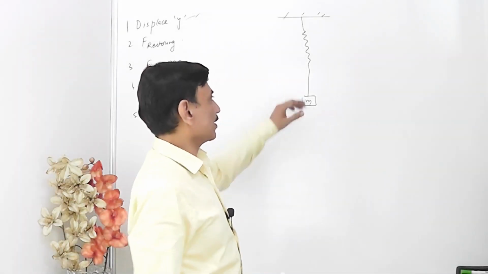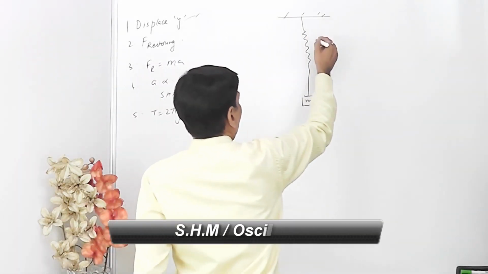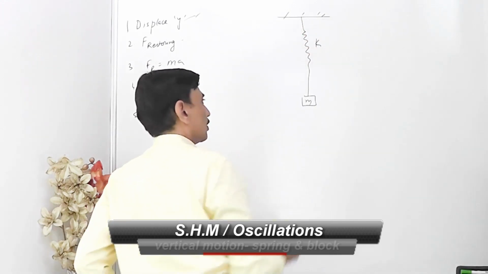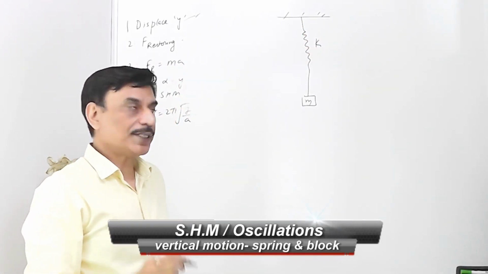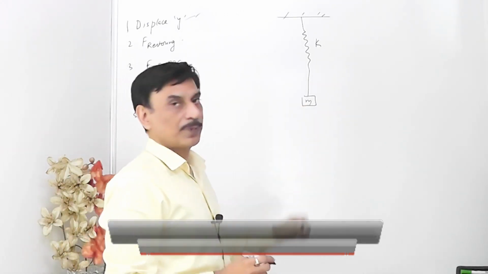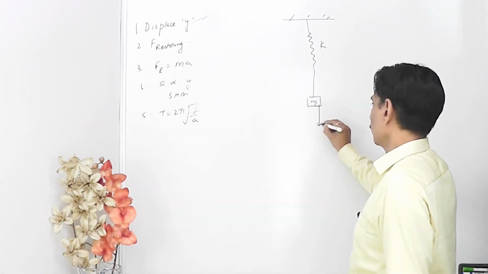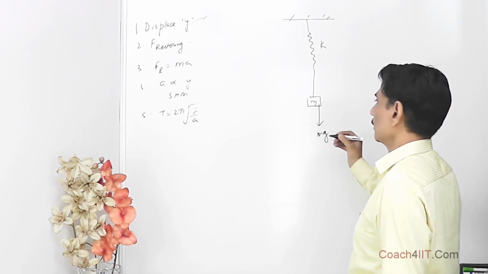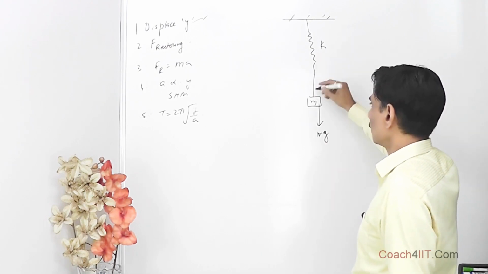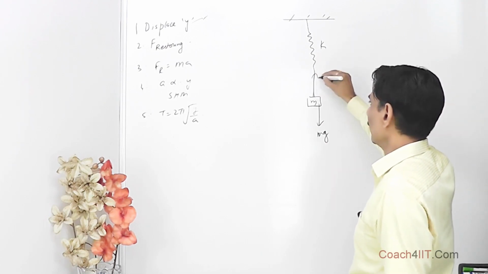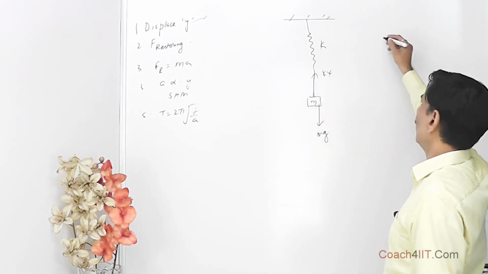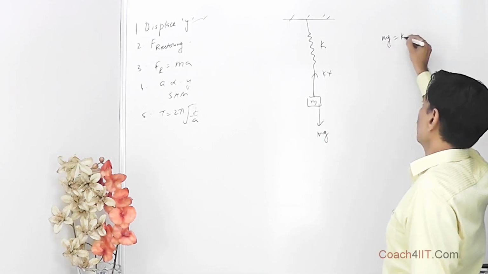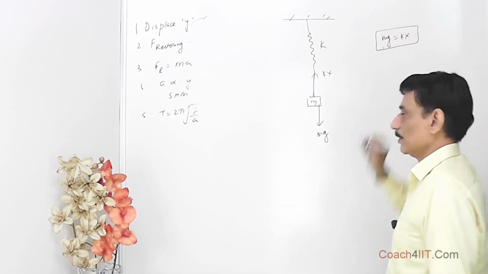There is a block of mass m which is hanging from a fixed rigid support through a spring of spring constant k. We intend to find the time period. Right now there are two forces acting on this. One is mg, Earth is applying a force, and there must be some extension in the spring, so kx must have been there, and this kx must be balancing mg. So mg is equal to kx, right? This is the first equation we get.